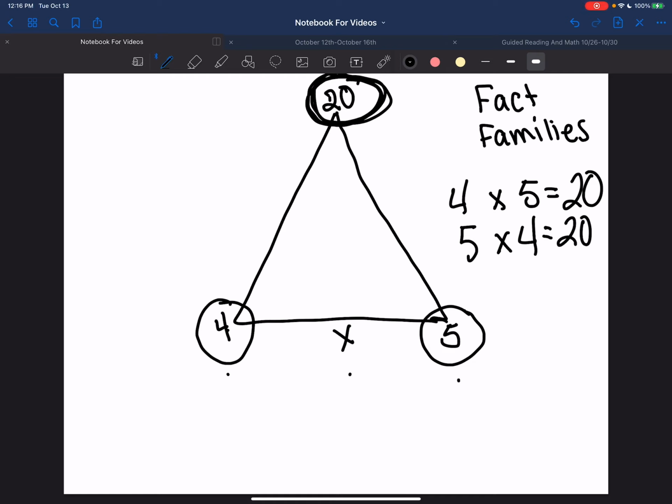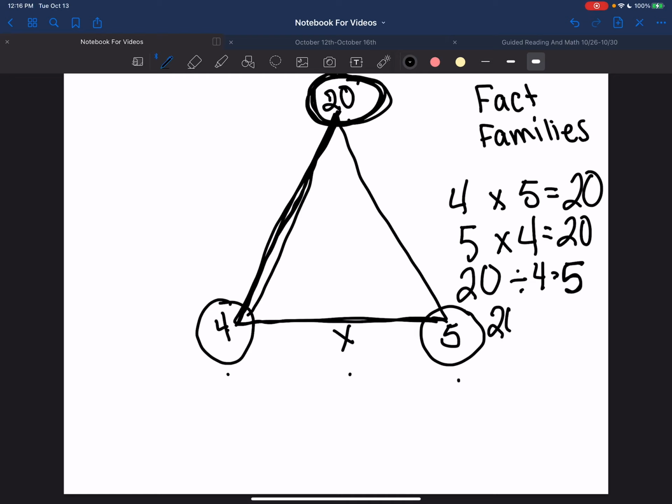Now, we can also write 2 division equations, okay? So remember with division, we always start with the total. And if we know the total is at the top of our triangle, 20 must come first. 20 divided by, so we're going to follow our line down the triangle. 20 divided by 4 equals, now if we've used the 20 and the 4, that means our 5 is left. 20 divided by 4 is 5. We can write one more, 20 divided by 5 equals 4.